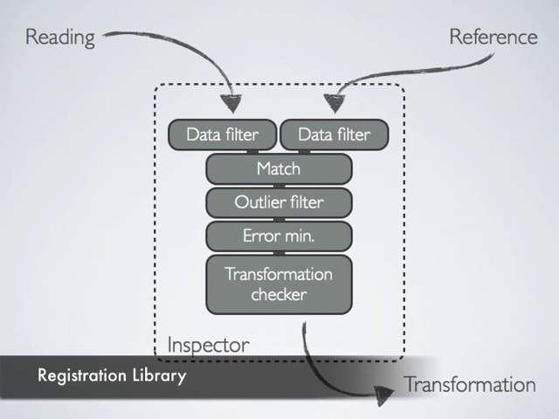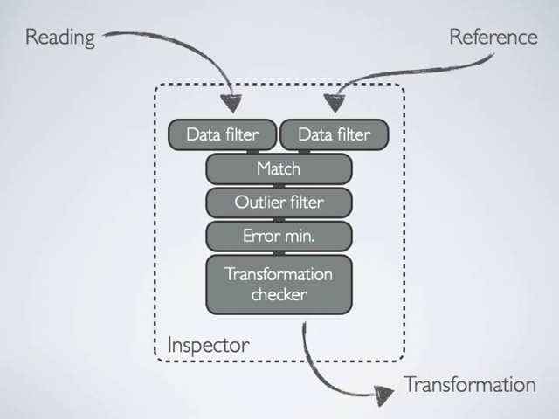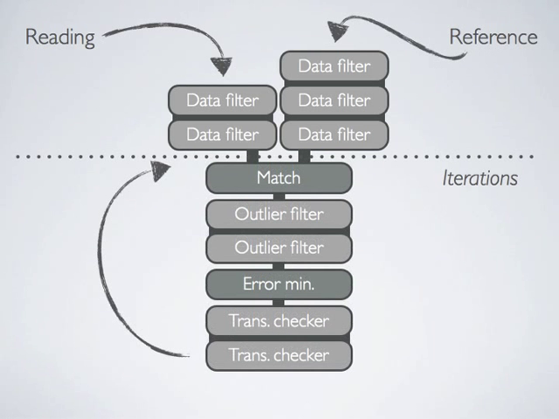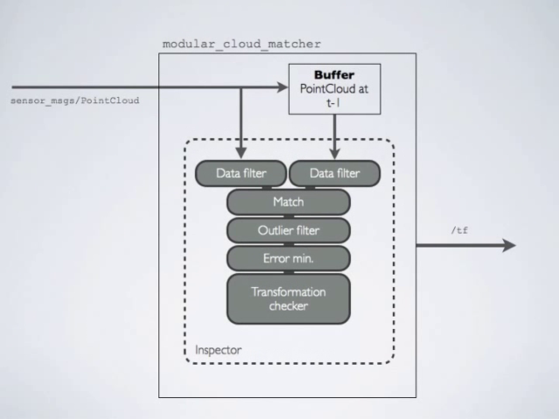The registration library takes as input a reading point cloud and computes a transformation with respect to the reference one using data filters, a matching step, outlier filters, and an error minimization step. All those modules have generic interfaces which allow us to change an ICP sequence and tune the parameters for every step. This library is interfaced in a ROS node.